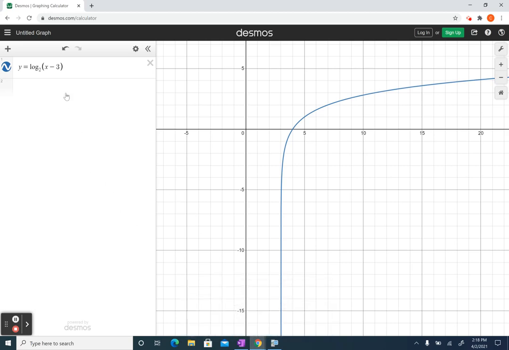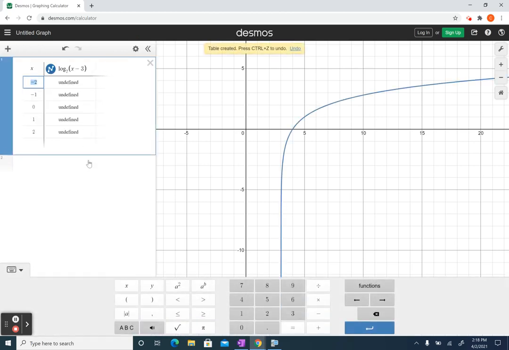Again, if we want a table, we're going to press this little edit button. You can then press table, and it will convert it to a table. Now, notice that because it automatically goes from -2 to 2, all of those undefineds are because those are not allowed in the domain. So the first value that you could even try to pick would be something bigger than 3.